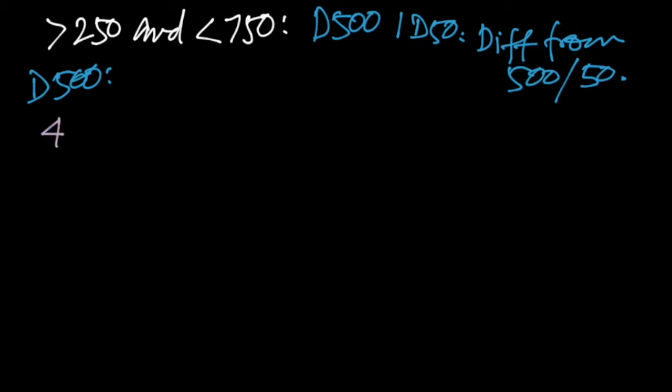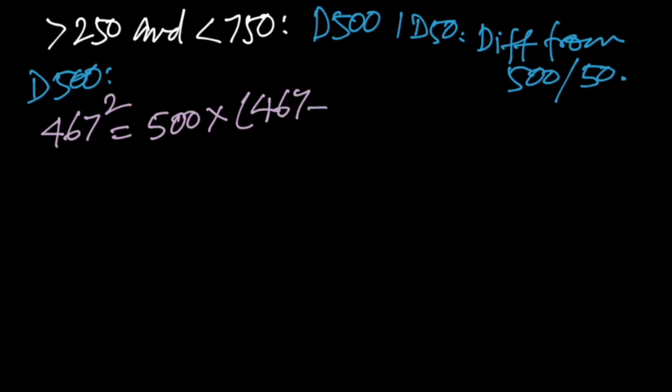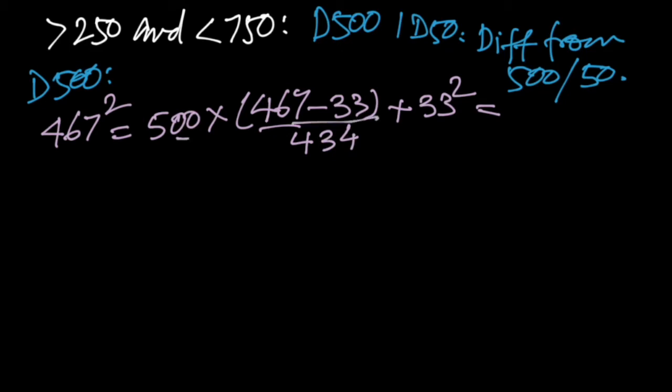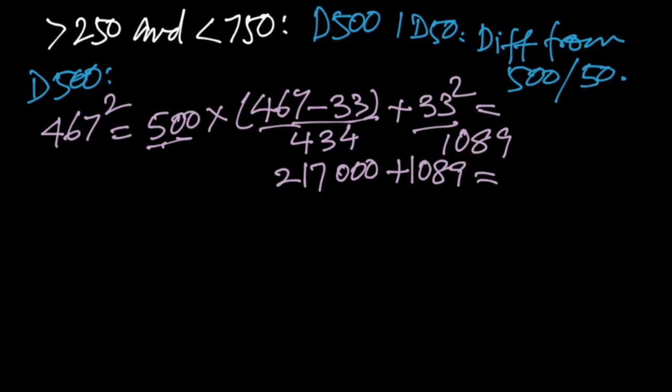Let us take 467 square. So, here we start with 500, then from 467 we subtract the difference, which is 33, and then we add a square of 33. So, this becomes 434 times 500 plus a square of 33 is 1089. So, this becomes 217,000 plus 1089. So, this becomes 218089.